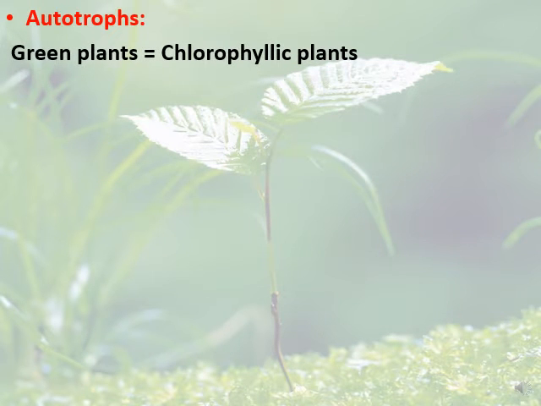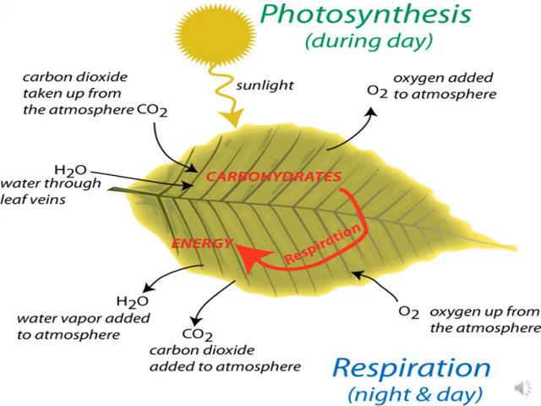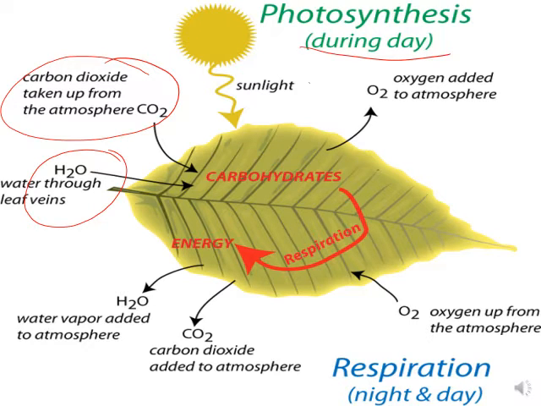Autotrophs, they are the green plants, they are the chlorophyll plants. However, the heterotrophs, they are the non-green plants, they are the non-chlorophyll plants. Moving to the process of photosynthesis that occurs during the day. During photosynthesis, we have to use carbon dioxide. The plants use the carbon dioxide from the atmosphere, and also water through the leaves, with the help of the energy from the sunlight, to give oxygen to the atmosphere, in addition to the food, which is a type of sugar stored in the form of starch.